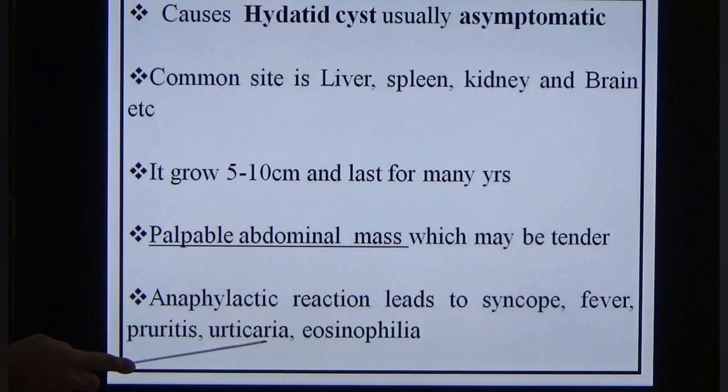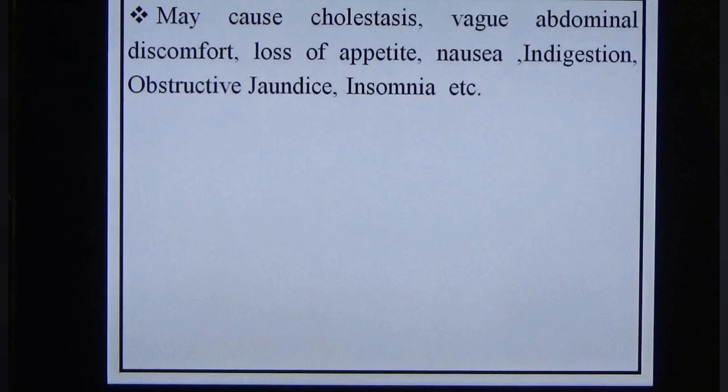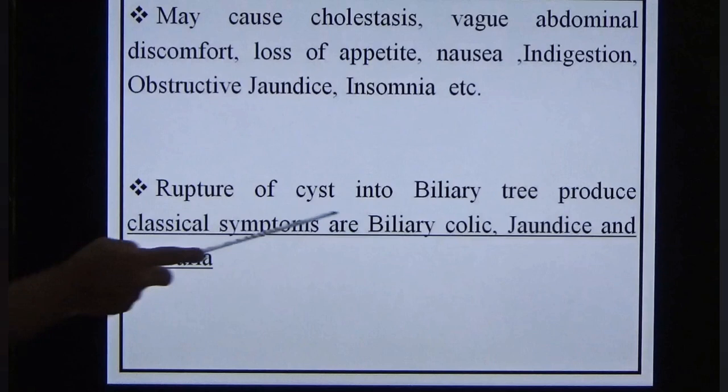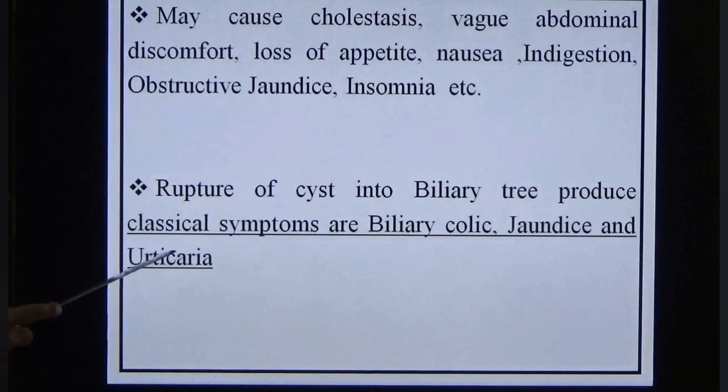And some of the other symptoms: vague abdominal discomfort, loss of appetite, nausea, indigestion, obstructive jaundice and insomnia. Okay. So this hydatid cyst will develop into the biliary tree, and rupture of that hydatid cyst into the biliary tree produces the classical symptoms, that is biliary colic and jaundice, a type of obstructive jaundice, and urticaria. This is a classical sign.